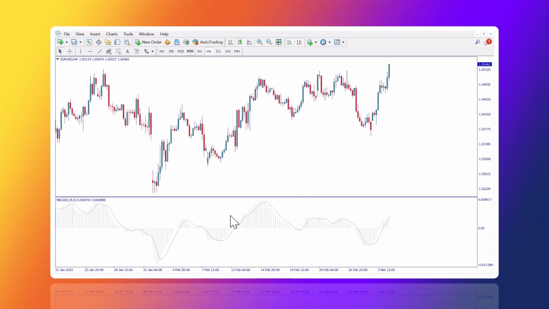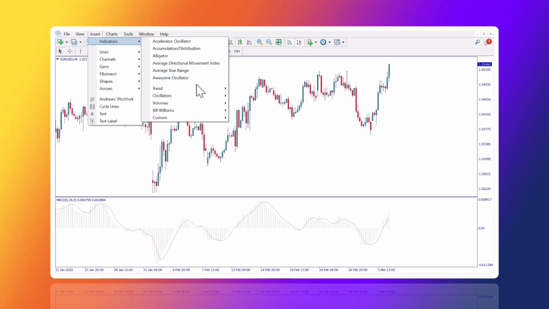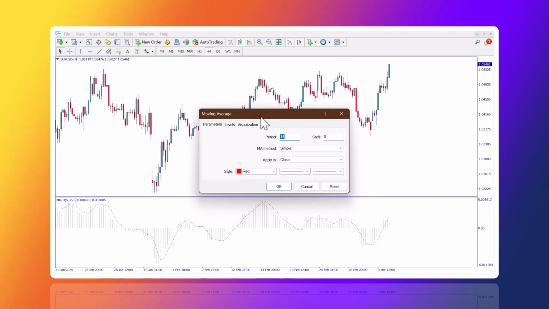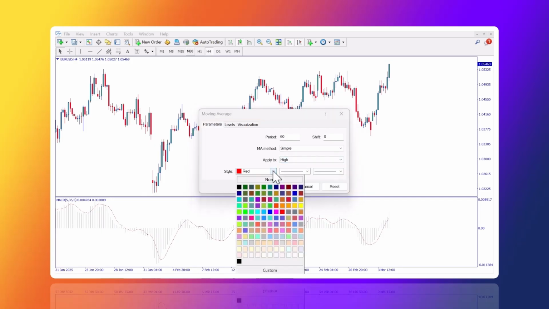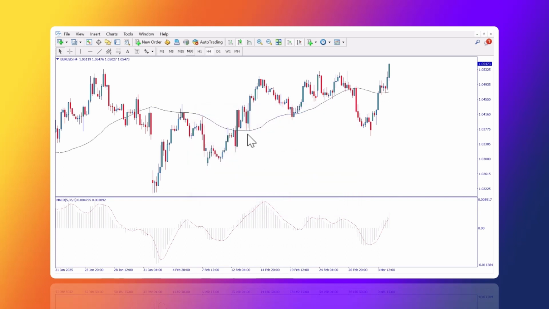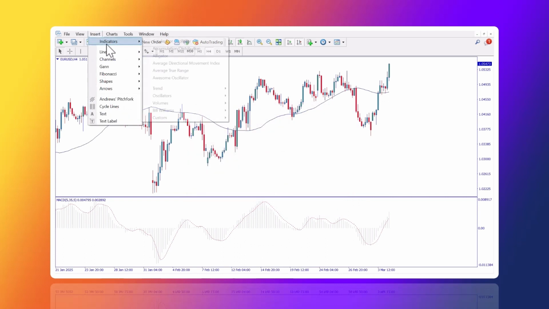The next thing is to add the other indicators we talk about, and in this video we'll be combining moving average and MACD. Go back to Insert, click on Indicators, then you can find moving average under Trend. Click on moving average. We are going to add 3 moving averages, and all will be period 60 and simple moving average. The only difference is how we apply them. We apply the first one to high, and you can pick any color of your choice, but I prefer red. So I'll click OK. So I have my first moving average. Like I said, we'll be adding 3.